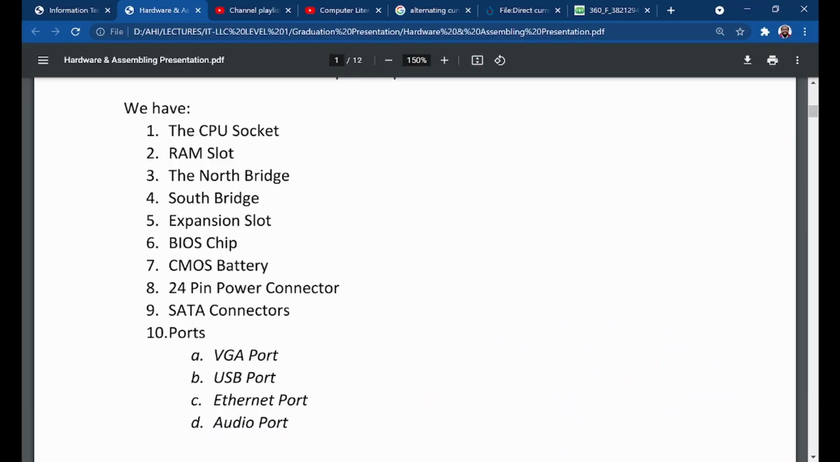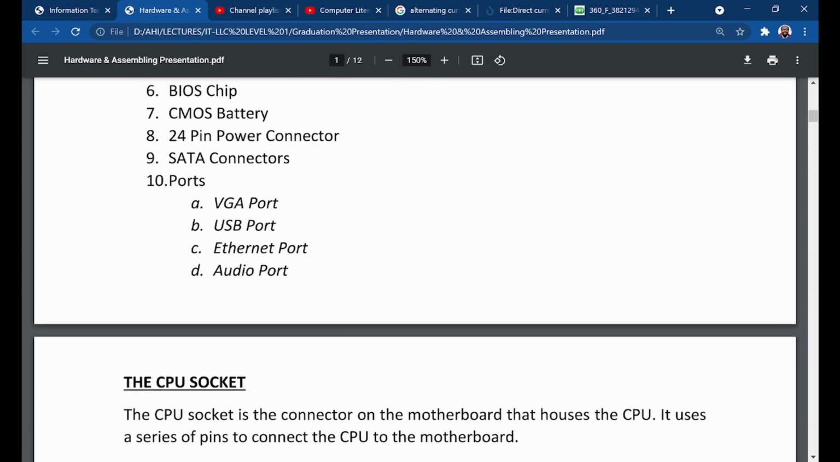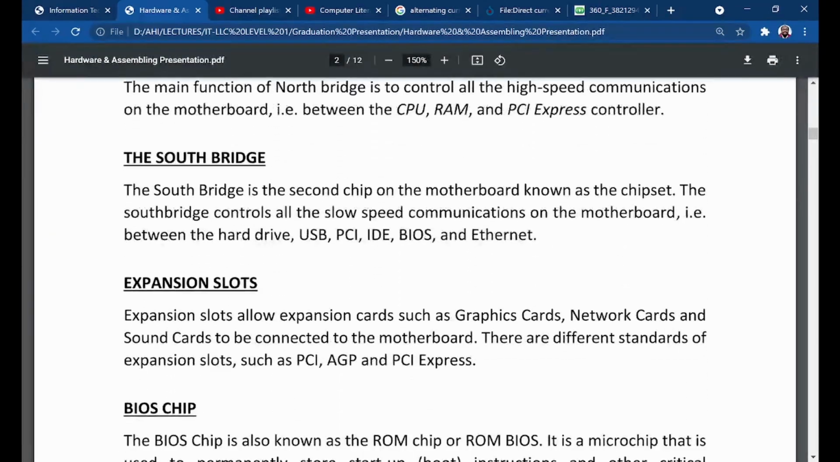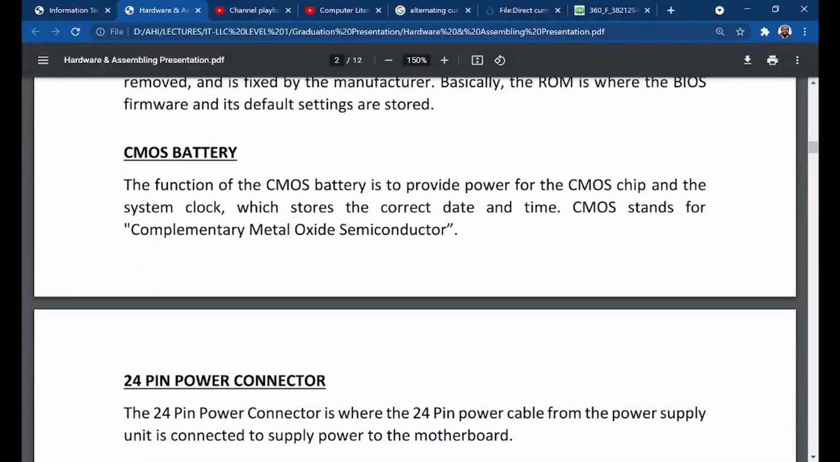I think I will skip the ports part for today because there's a whole lesson on ports where we'll learn all the ports. Right after this one, after the main components, we'll talk about the ports and the cables. So for now, we have covered everything on the motherboard that we are supposed to know.